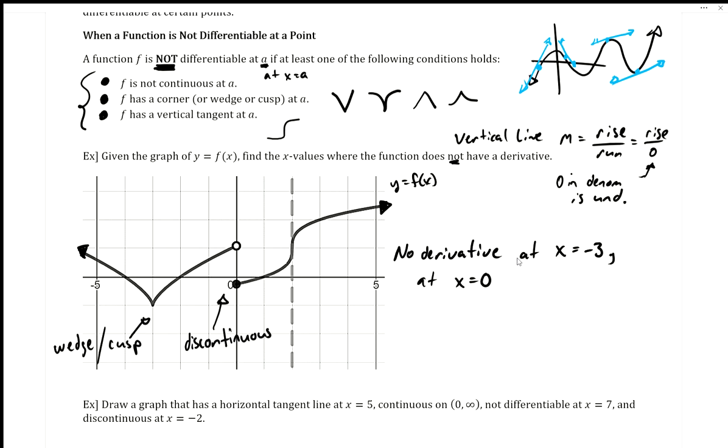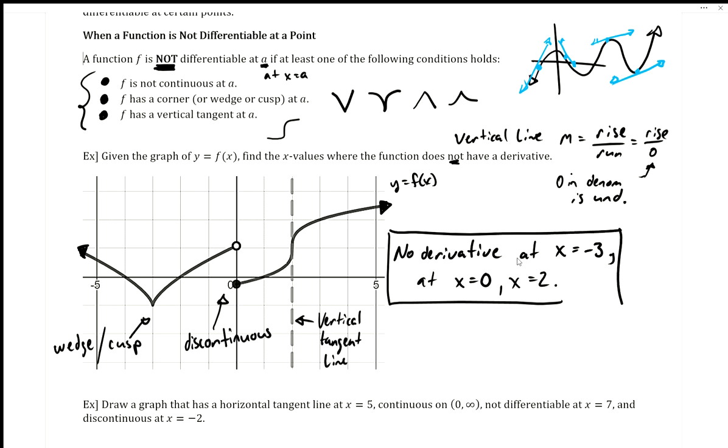And then the last one, the vertical. This gray line is showing there's a vertical tangent line. This graph goes vertical for just a second there, which means, well, where's this happening? It's at x equals 2. There we go. That's it. There they are. So this function does not have derivatives at those x values.